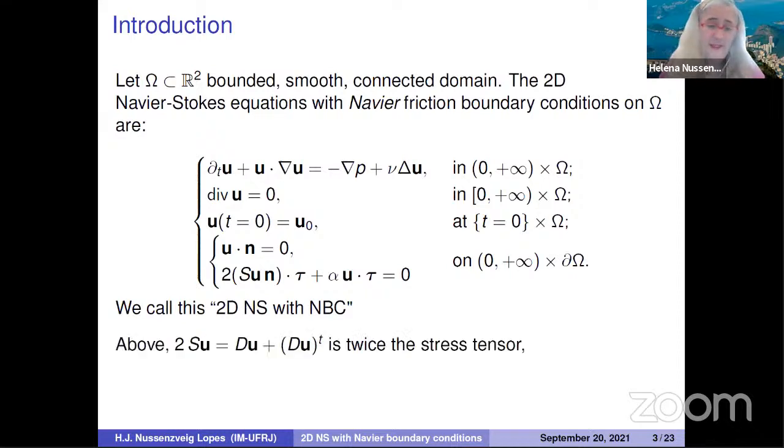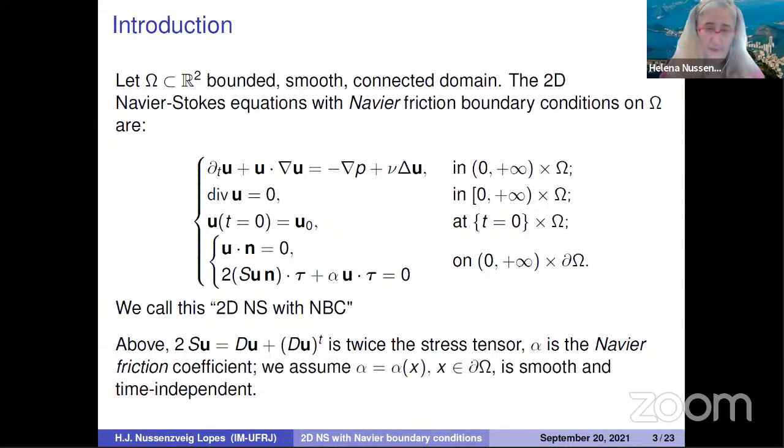So what is Su? Su is just the symmetric gradient. So it's the stress tensor matrix. Okay, so twice Su is the Jacobian matrix of u plus its transpose. Okay, alpha is the Navier friction coefficient. I'm sorry. And we're going to assume it's not constant. So it depends on where you are at the boundary. And it's smooth and time independent. It's given.